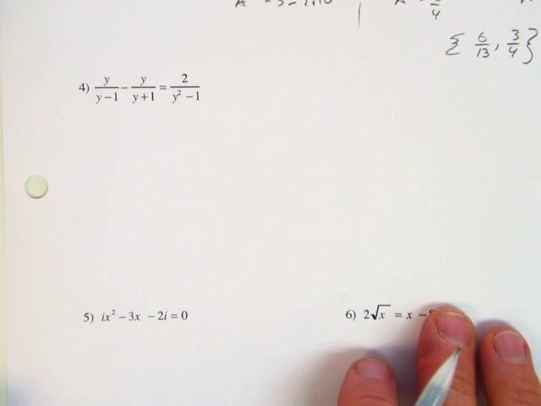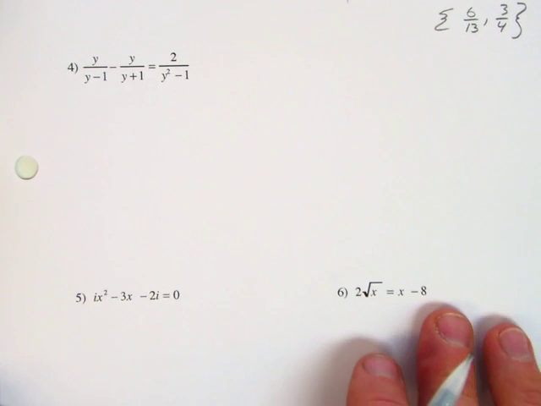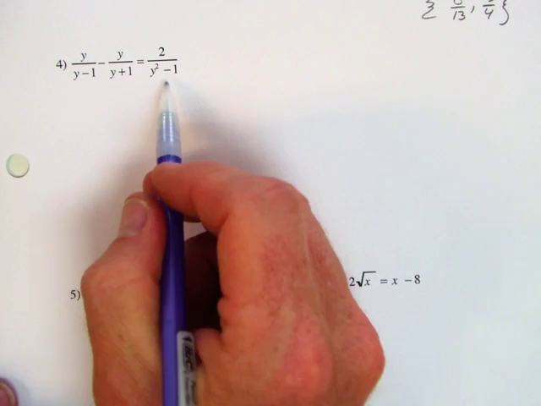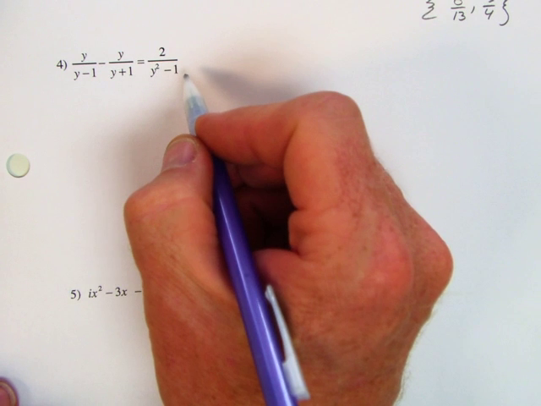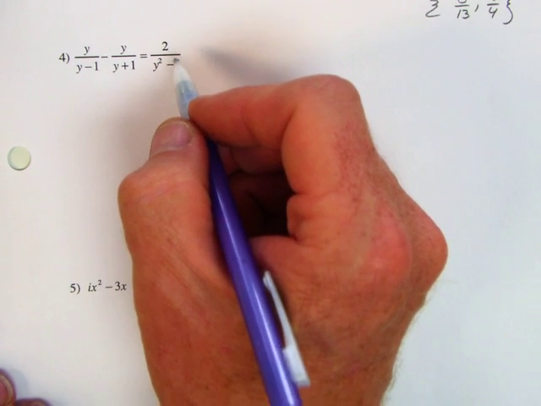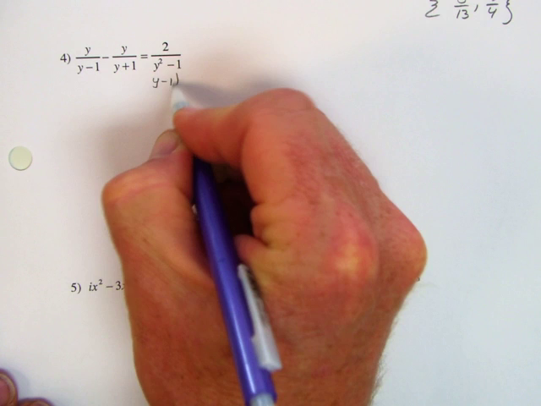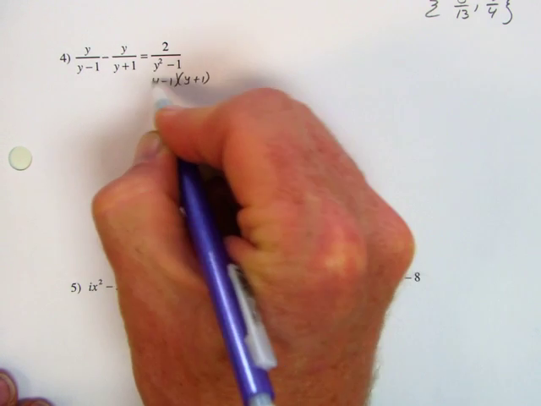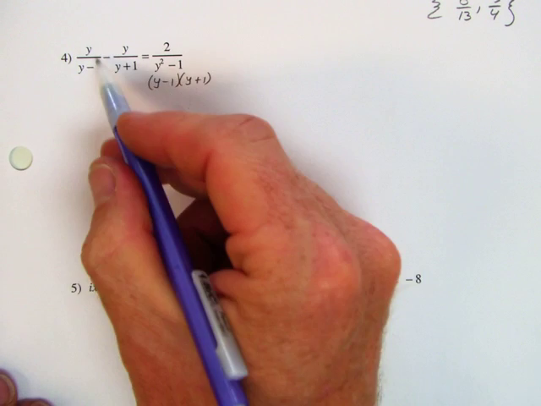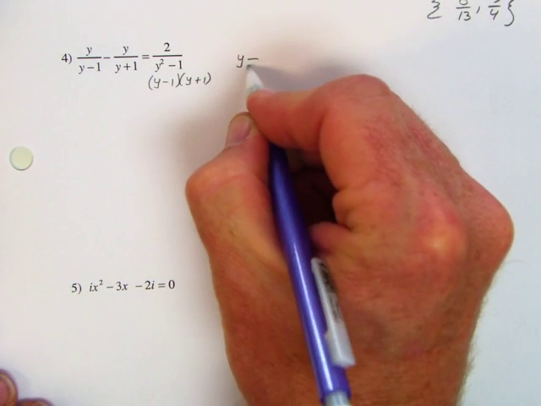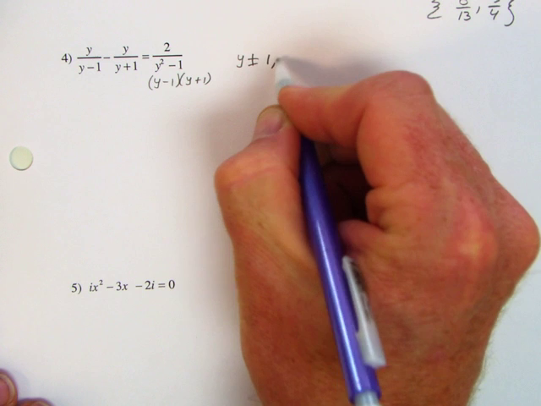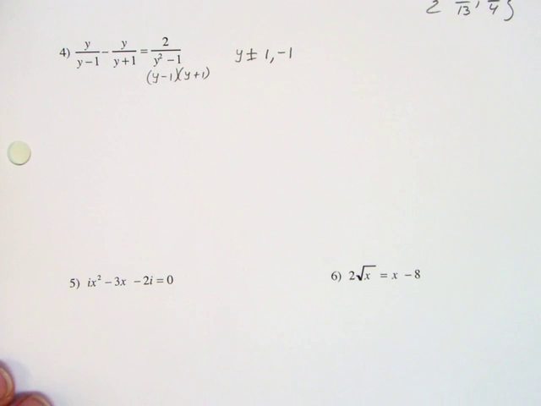Next one. This one is a little different because it has variables in the denominator. Whenever you see that, what you should do is work on the restrictions for this. This is y minus 1 times y plus 1. So what numbers would give us a 0 on the bottom? y cannot equal 1 or negative 1 in this problem.